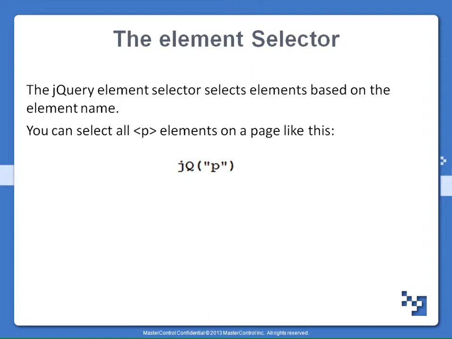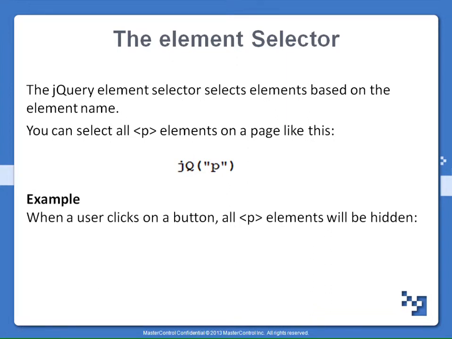So anyway, there's a lot of controlling of these elements that we can do with jQuery. P is just one of those examples. So when a user clicks on a button, all P elements will be hidden. And here's what the script looks like.